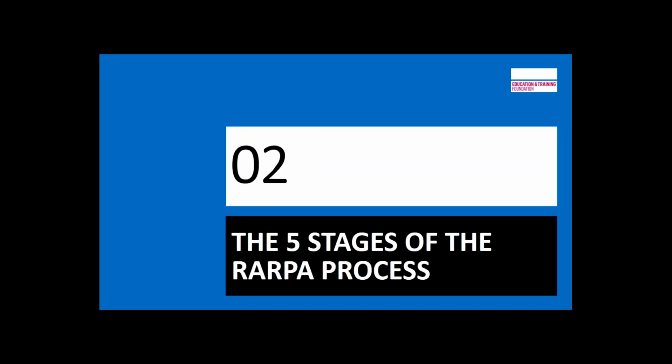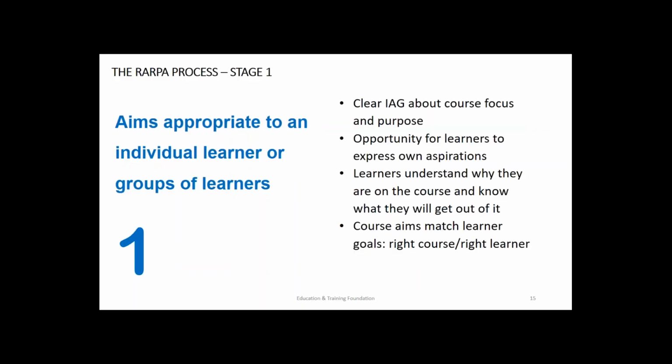So I'm now going to go through the 5 stages of RARPA, and just give you some ideas that you may not have thought about, just broaden perhaps what you're already doing. And we'll start with looking at the aims appropriate to the learner. Do your course aims currently enable a learner to progress to where they want to be? Are the aims of your courses the vehicle for your learners?